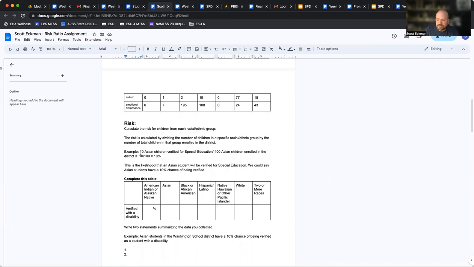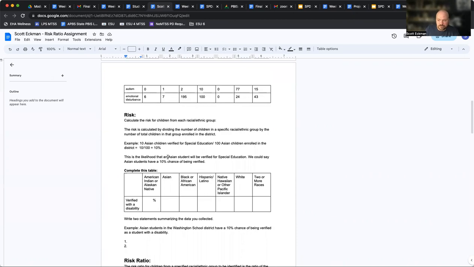So for example, if we have 10 Asian children verified for special education, and we have 100 Asian students enrolled in the district, we would divide 10 by 100 and we would get 10%. This is the likelihood that an Asian student would be verified for special education. We could say Asian students have a 10% chance of being verified.